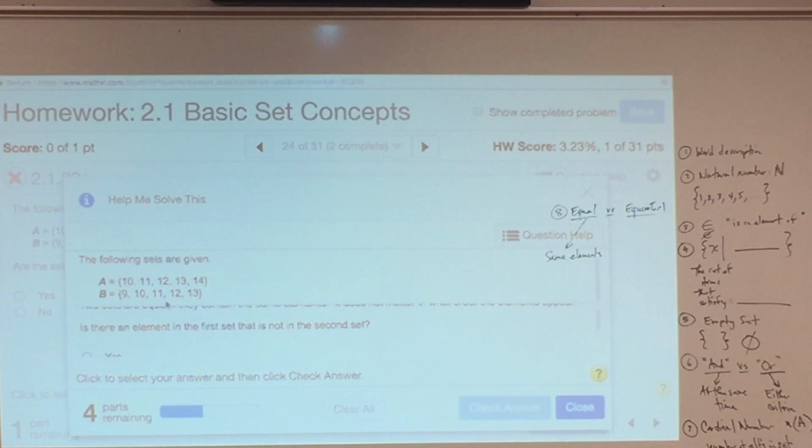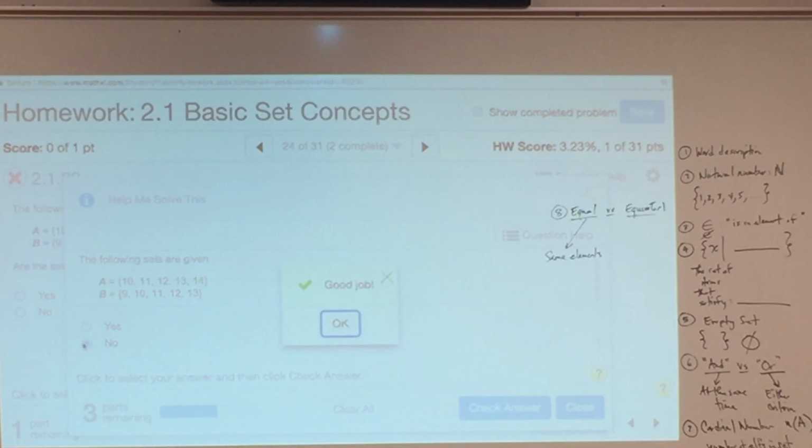In this problem, the 9 is in the second set that's not in A. The 14 is in A, but not in B. Therefore, since that is there, since the sets do not contain exactly the same elements, are they equal? They're not equal. Does that make sense, guys?